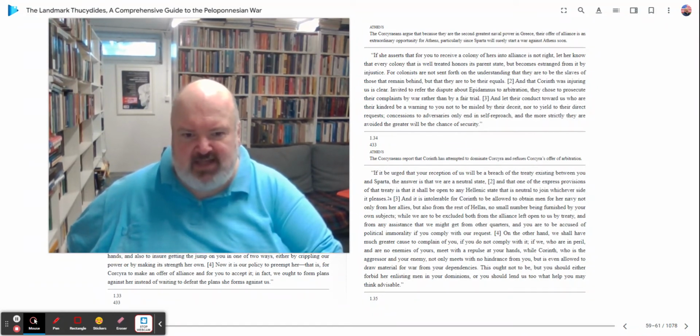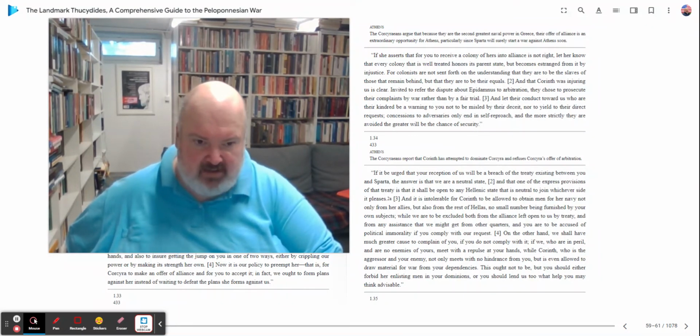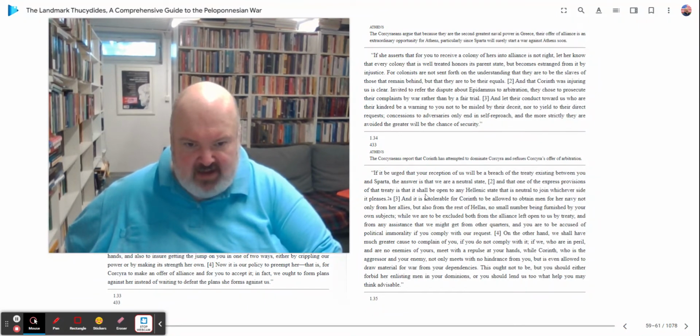If it is to be urged that your reception of us will be a breach of the treaty existing between you and Sparta, the answer is that we are a neutral state, and that one of the express provisions of that treaty is that it shall be open to any Hellenic state that is neutral to join whatever side it pleases.